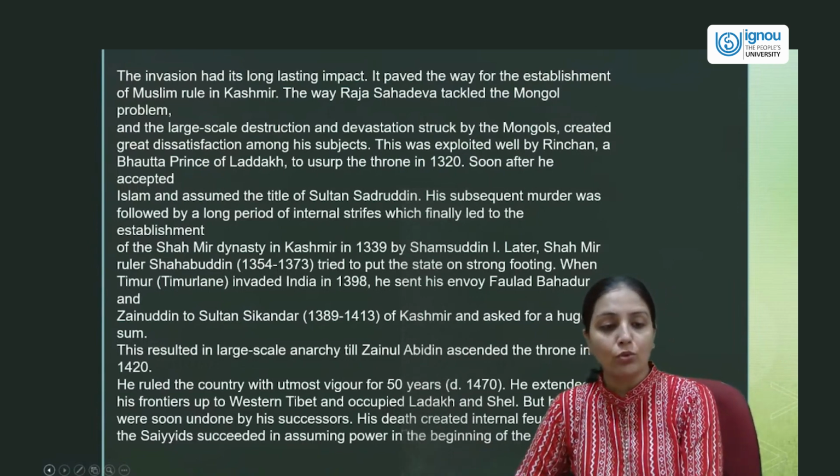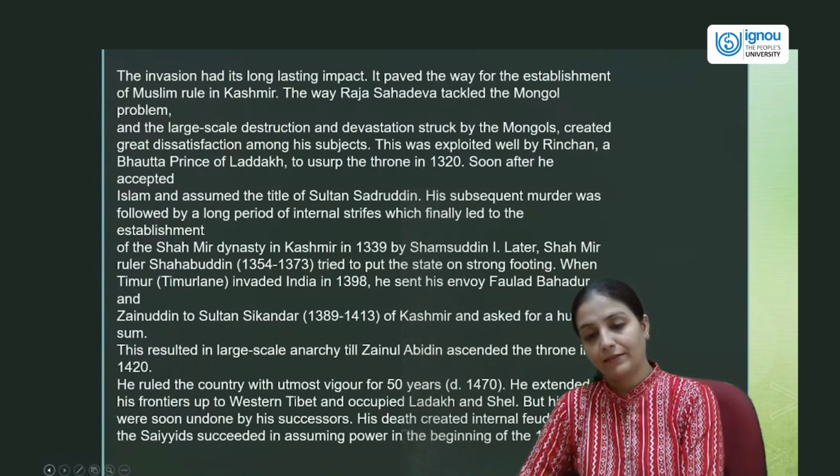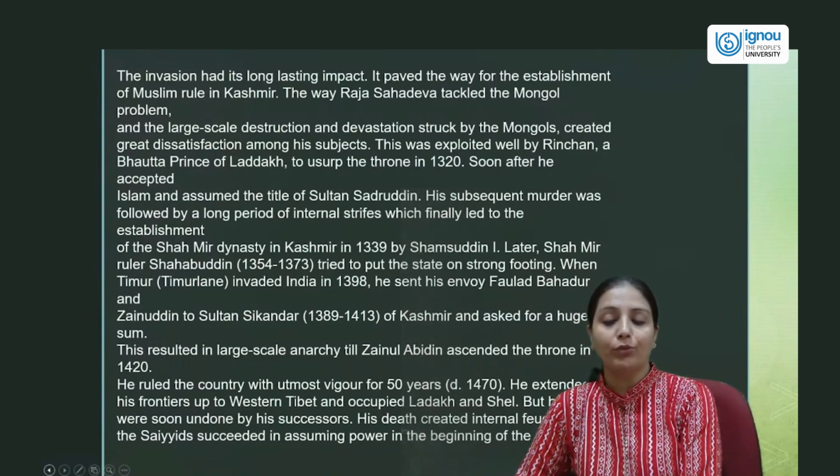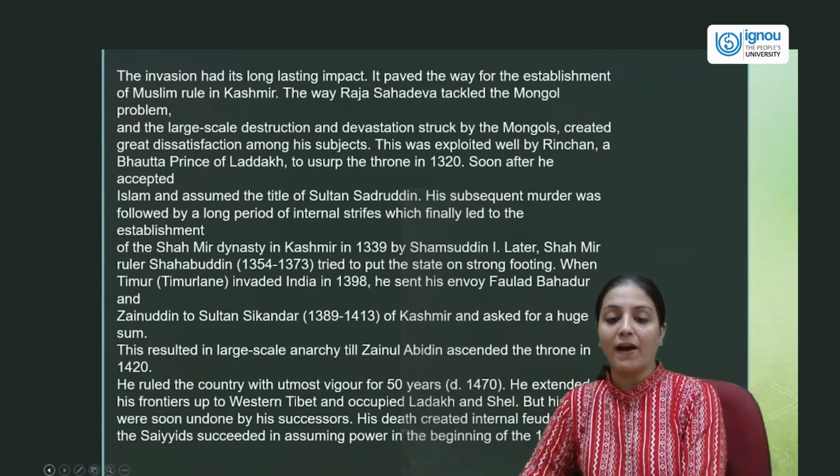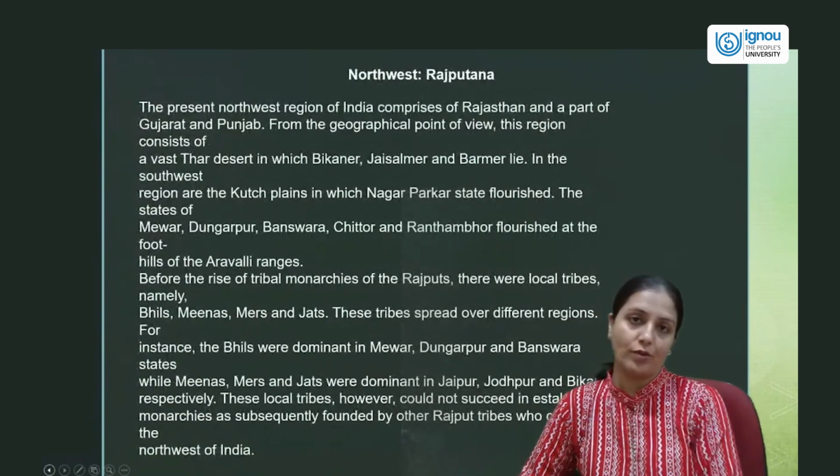But his deeds were soon undone by his successors. His death created internal feuds. Finally, the Sayyids succeeded in assuming power in the beginning of the 16th century.